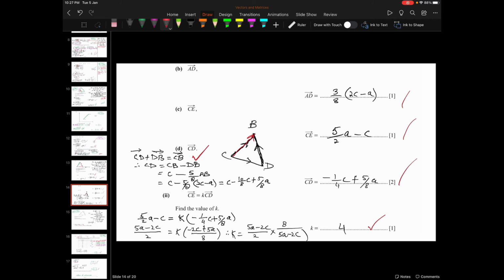Therefore, CD is equal to C minus 5 upon 8 AB. But AB is equal to 2C minus A. Therefore, CD is equal to C minus 5 upon 8 into 2C minus A, which is equal to C minus 10 upon 8C plus 5 upon 8A. And this is equal to negative 1 upon 4C plus 5 upon 8A.